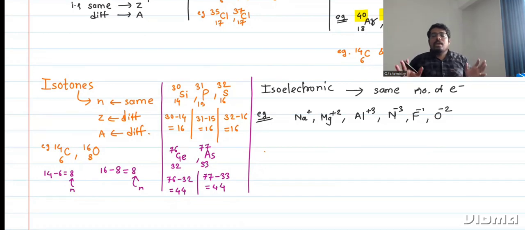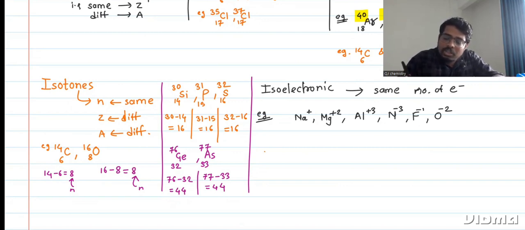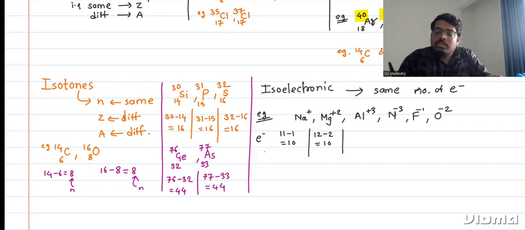Okay, so let us find how many electrons are there. In Na+, atomic number is 11, so 11 minus 1 is equal to 10 electrons. In case of magnesium, atomic number is 12, 12 minus 2 is equal to 10 electrons. Aluminium, atomic number is 13, 13 minus 3 is equal to 10 electrons.